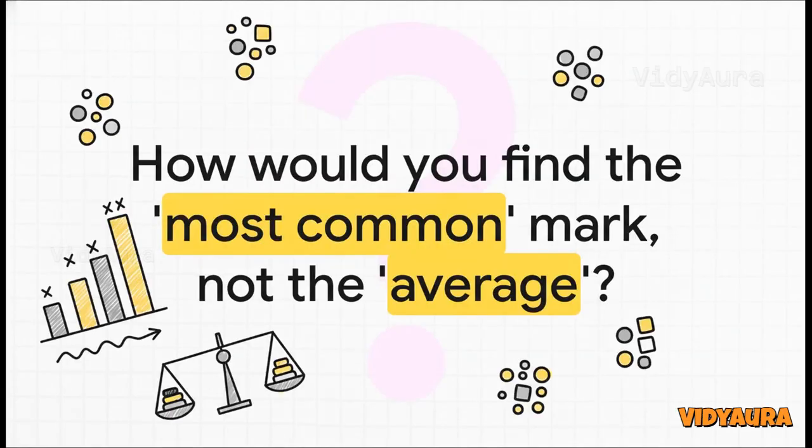Fantastic job today, everyone. You've really mastered how to find the mean using two different methods. Now, here's something to think about until next time. We found the average mark, but what if we wanted to find the most common mark, the one that appeared most often? Well, that has a special name. It's called the mode. And that's exactly what we'll explore in our next explainer.